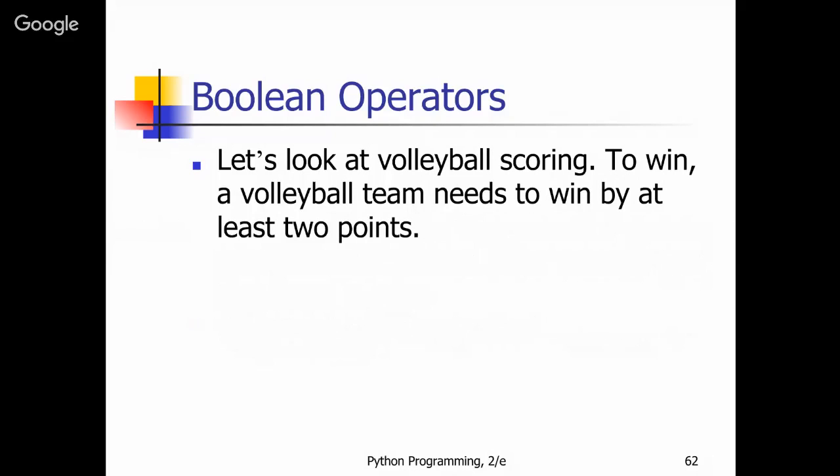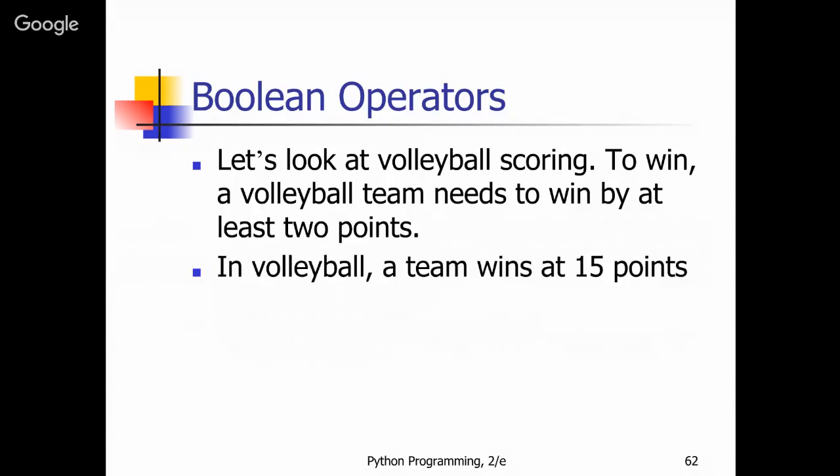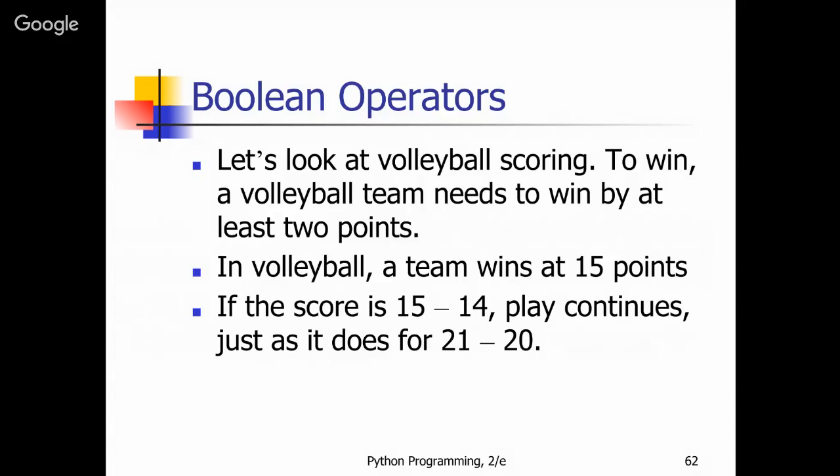Let's look at another example with volleyball. In volleyball, the rule is that the team has to win by at least 2 points more than the other team, and the team wins at 15 points. So if we have a score of 15 to 14, it's not by 2 points. And if it's 20 to 20, 21 to 20, again, it will continue playing.